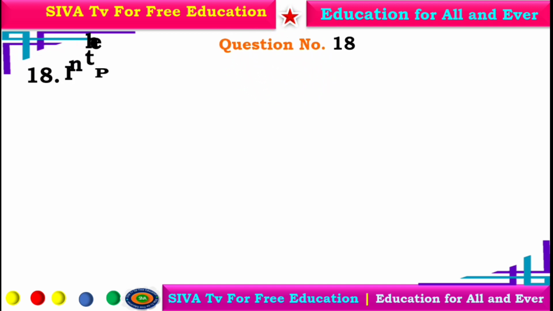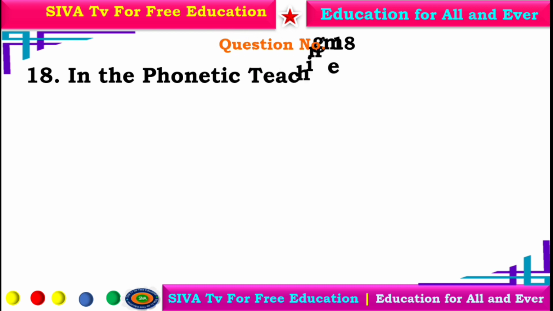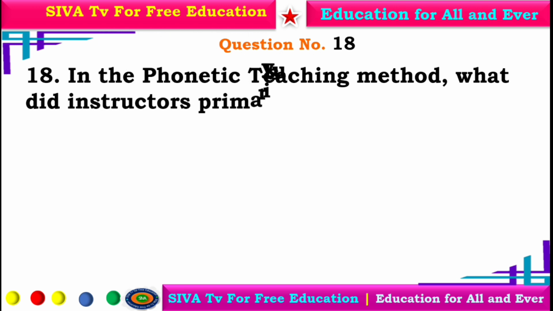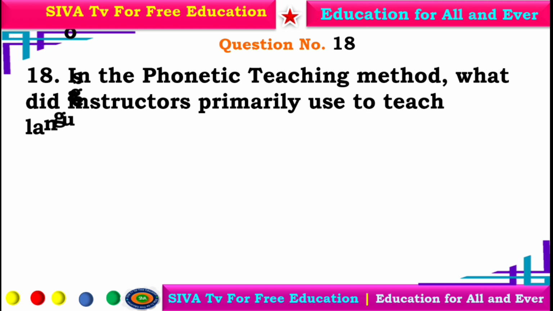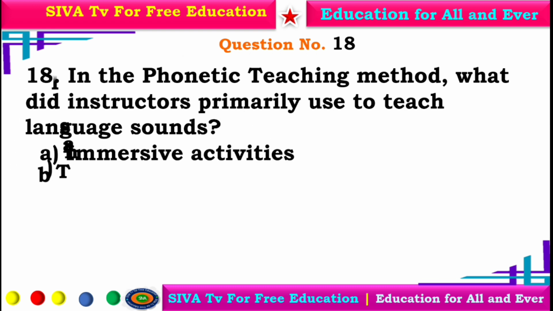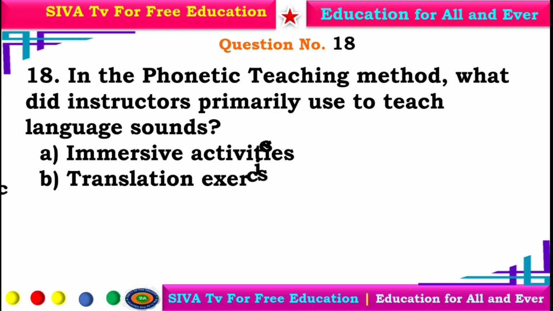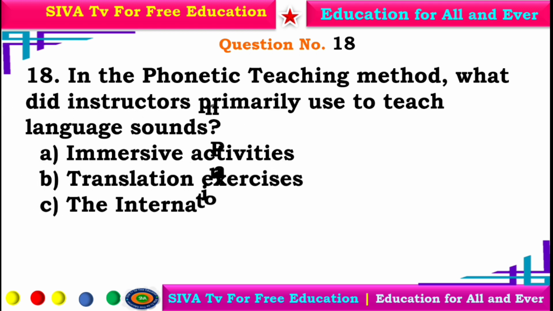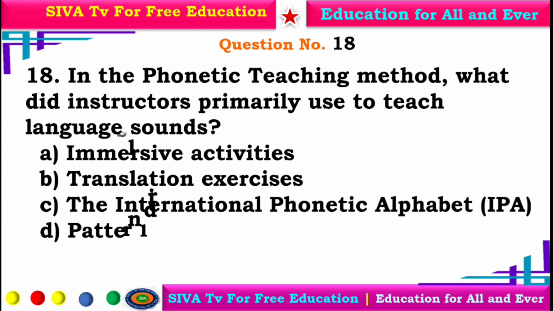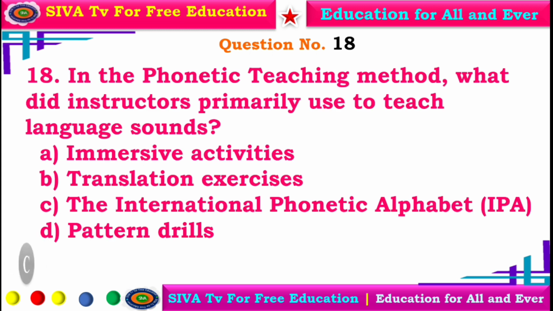Question number 18. In the phonetic teaching method, what did instructors primarily use to teach language sounds? Option A, immersive activities. Option B, translation exercises. Option C, the International Phonetic Alphabet, IPA. Option D, pattern drills. The correct answer is option C, the International Phonetic Alphabet, IPA.